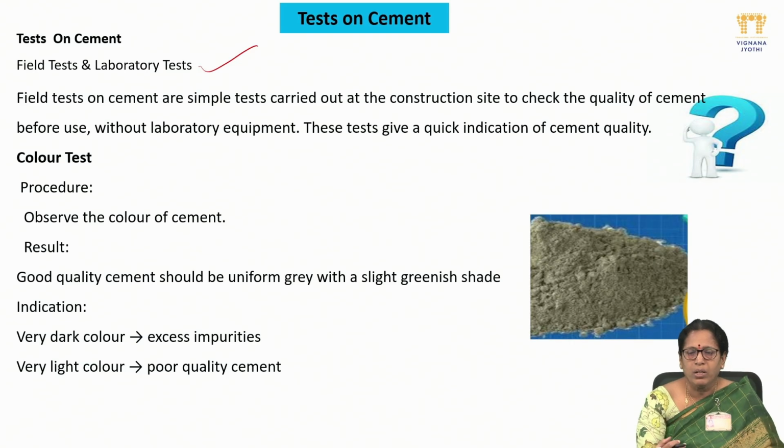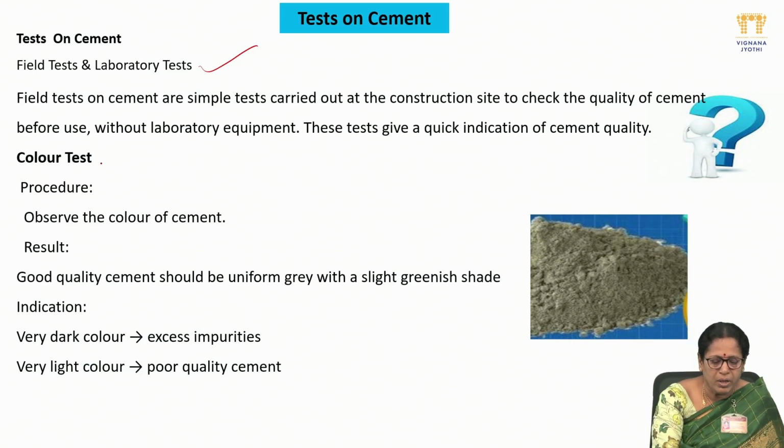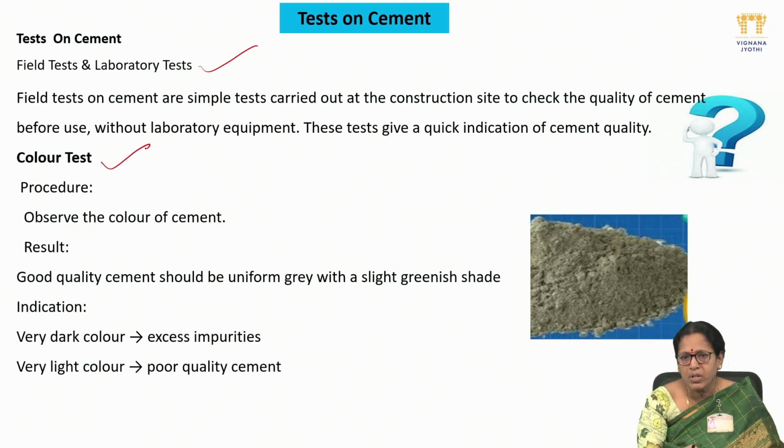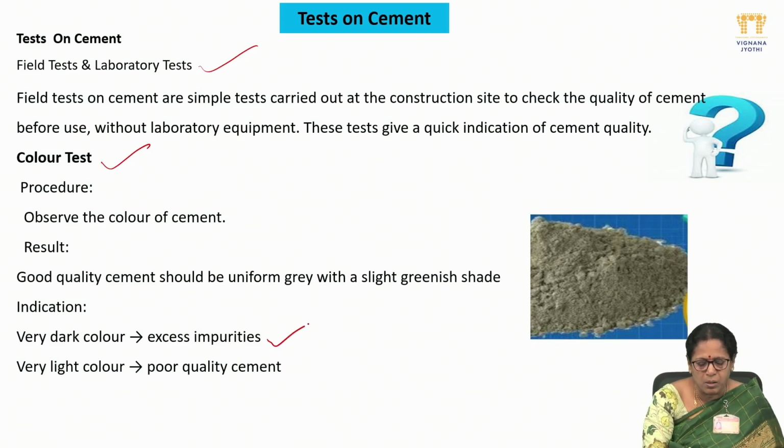Under that, we are going to do the color test. Once we open the cement bag, we will observe the color. As we discussed in the earlier lecture session, cement color should be greenish gray. You should find a uniform greenish gray color. If you find any difference, it implies the quality of your cement is not as per the standards. If you find a very dark color, it implies excess impurities.